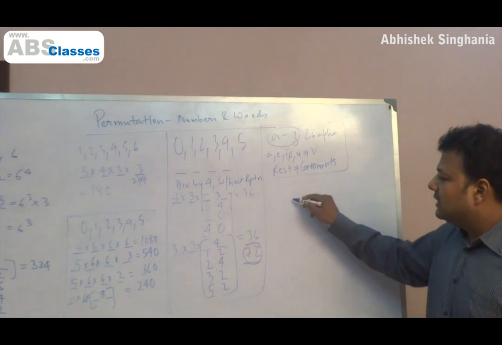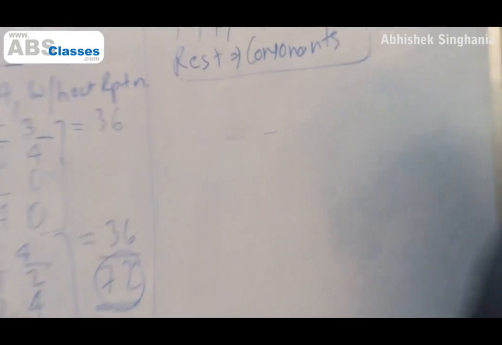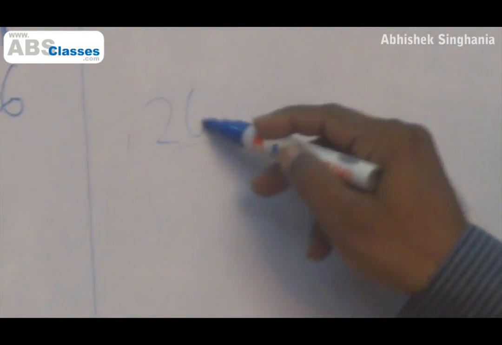How do I form a 3-letter word? A simple question. How many 3-letter words can you have in this word? You can have 26 letters in the first position.